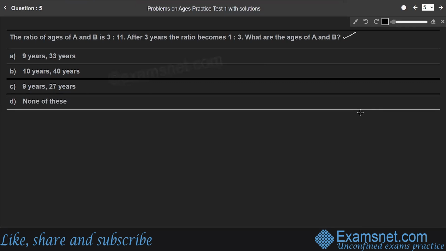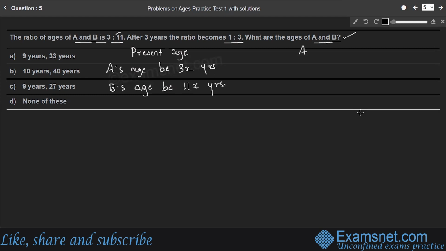Question number 5. The ratio of ages of A and B is 3 is to 11. After 3 years, the ratio becomes 1 is to 3. What are the ages of A and B? So here, the ratio of ages of A and B, we'll consider their present age based on the ratio. A to B ratio is 3 is to 11. So A's age will be 3x years, and B's present age will be 11x years.